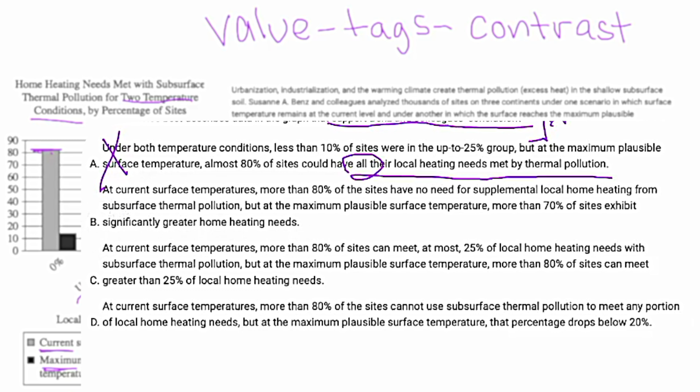Okay, so answer choice B has actually nothing to do with this graph, right? We have no idea what the need for supplemental local home heating is. That's not what this graph is showing us, so we're going to eliminate that. At current surface temperatures, more than 80% of sites can meet, at most, 25% of local home heating needs with subsurface thermal pollution. But at the maximum plausible surface temperature, more than 80% of sites can meet greater than 25% of local home heating needs.